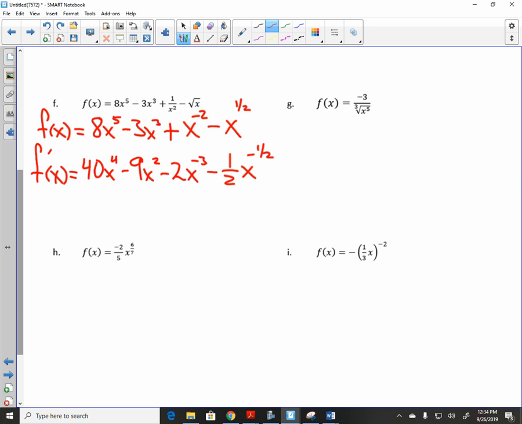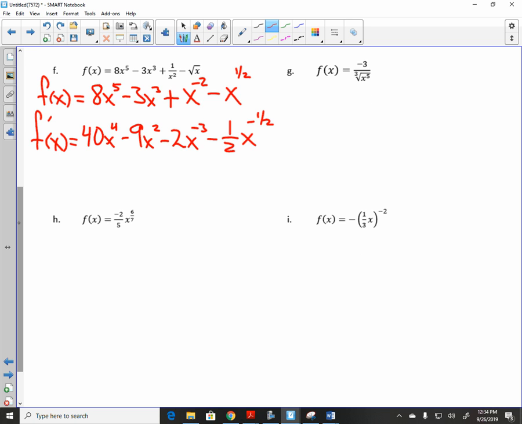You can't leave your answer with negative exponents. So therefore, we rewrite f prime of x as 40x to the 4th minus 9x squared minus 2 over x cubed minus 1 over 2 roots of x.